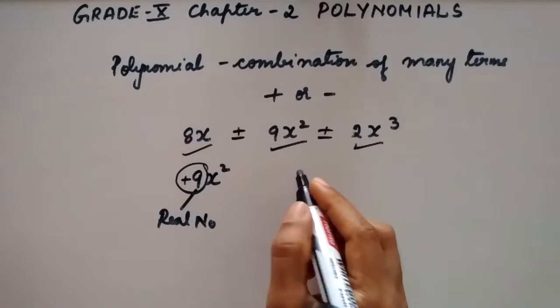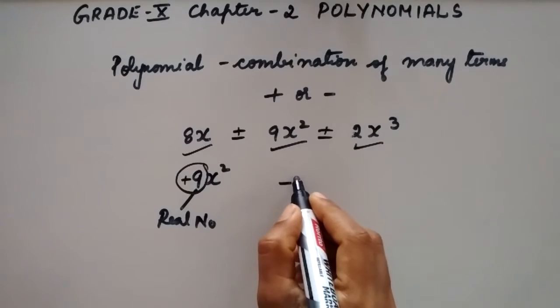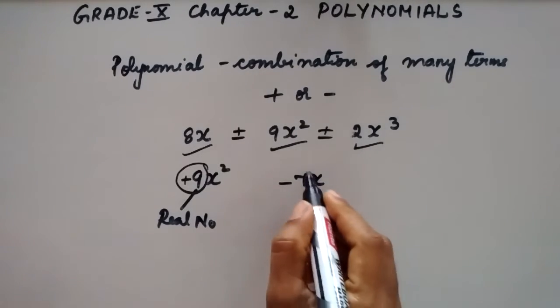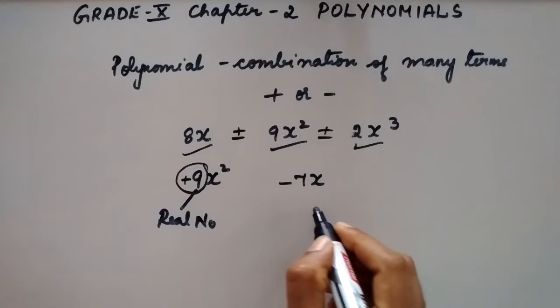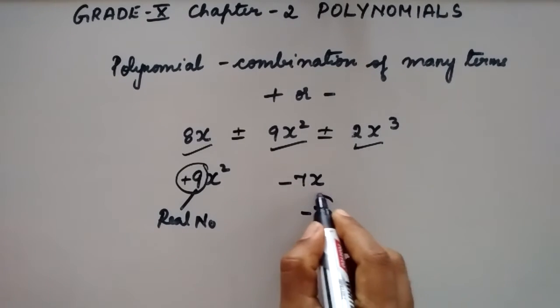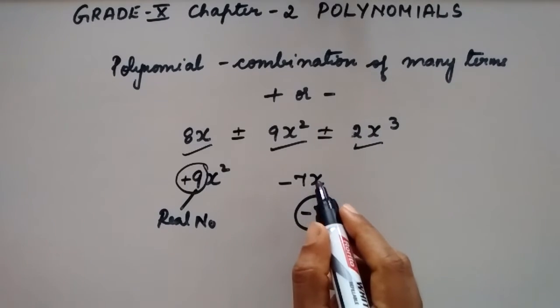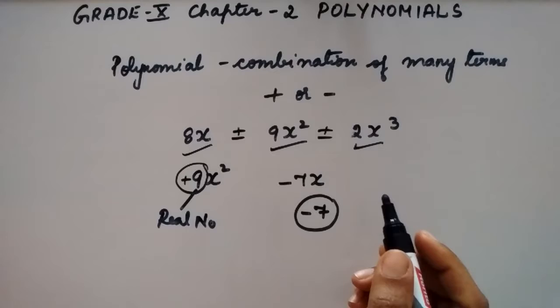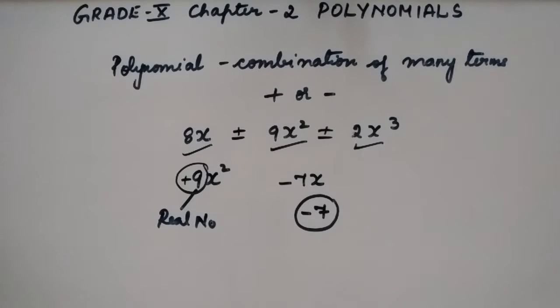Let me give you one more example. Minus 7x. So here the real number part is 7, isn't it? What is its sign? Minus. So minus 7 is the coefficient of this term, that is minus 7x. Is this clear, students? Okay.